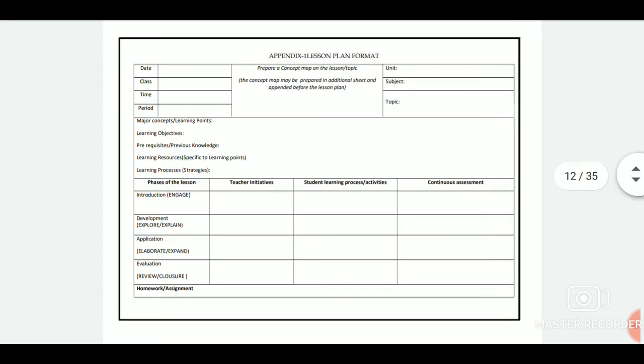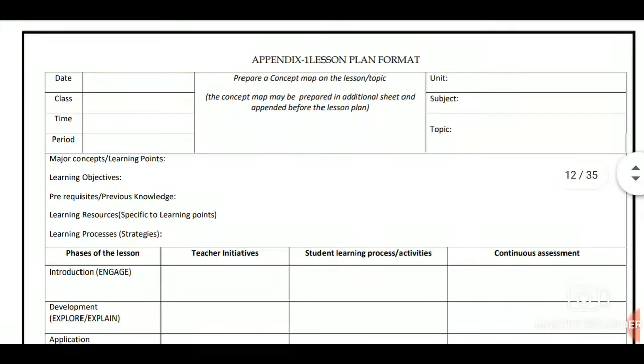So at the very top of our lesson plan format, we can see they have asked us to prepare a concept map on the lesson or the topic. Now the concept map can be drawn on an additional sheet which can be attached to the lesson plan later. We have understood how to draw a proper concept map in our previous video along with some samples. So in this video, we will move straight to the format of the lesson plan.